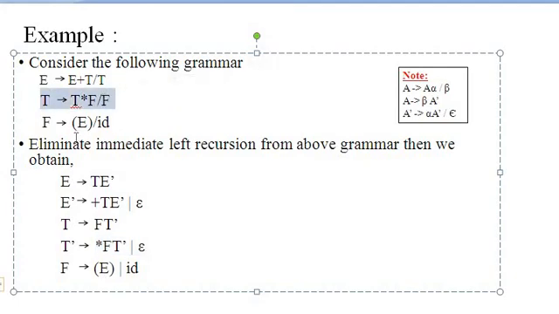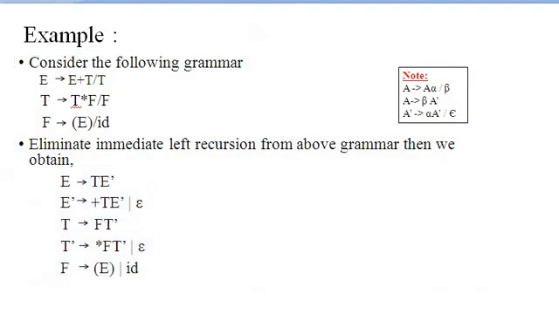So T gives T star F or F. After removing left recursion, T gives F T dash. T dash gives star F T dash or epsilon. Next is F gives opening bracket E closing bracket or ID. Here, in the right hand side productions of F, there is no F at the beginning, so there is no left recursion. So write down this production as it is. F gives opening bracket E closing bracket or ID. So finally after removing left recursion, your grammar will be E gives T E dash, E dash gives plus T E dash or epsilon, T gives F T dash, T dash gives star F T dash or epsilon, F gives opening bracket E closing bracket or ID.